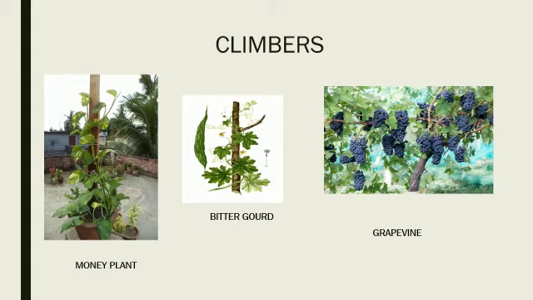Children, did you observe the growing of the plant? Is the stem strong or weak? Yes, the stem is very weak and it needs support to grow. So, what are such plants called as? So, they are called as climbers. Examples of climbers are money plant, bittergourd, and grapevine. These type of plants need support to grow.